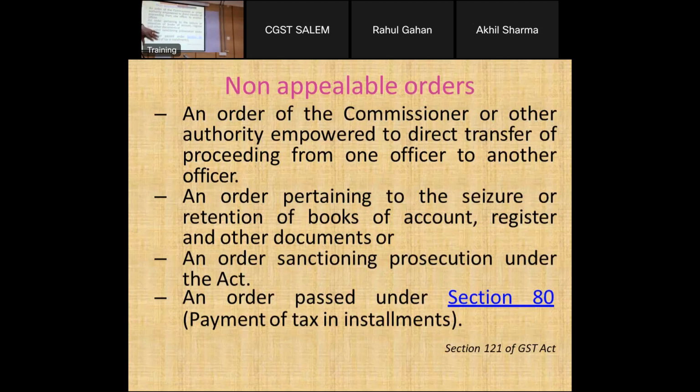Only the commissioner has the power to do that. Previously the ACDC was there, now it is only the commissioner. The commissioner will nominate or direct some officer to arrest. We have done this here; we have arrested one person in Salem.